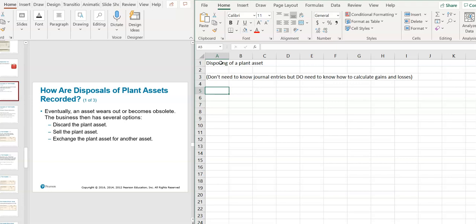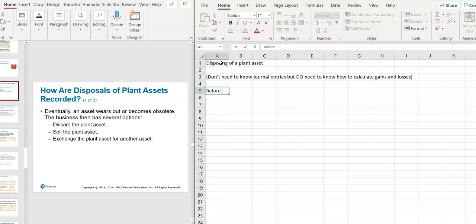All right, now, sometimes what happens, when you've used up an asset and you don't need it any longer, you can either just take it to the dump and throw it away. You can sell it, or you can exchange it for another asset. All right, no matter which one you do, there are a couple things that you have to do.